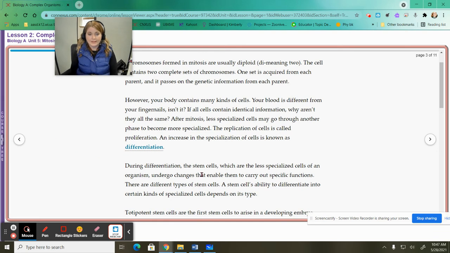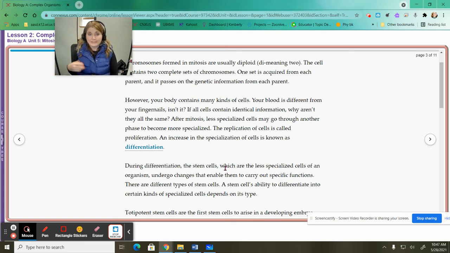But mitosis isn't where it always ends. So remember, your cells in different parts of your body are all very different from each other. Your cells that make up your skin are different from the cells that make up your heart, that are different from the cells that make up your brain.